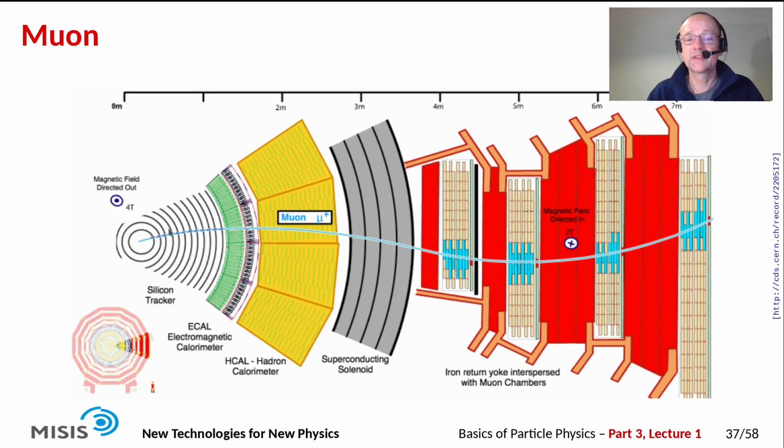You will notice that the trajectory of this muon is curved in one direction in the inner part, inside of the magnet yoke, and then opposite outside of the magnet yoke. And that is because the direction of the magnetic field goes in opposite directions inside and outside of the yoke.